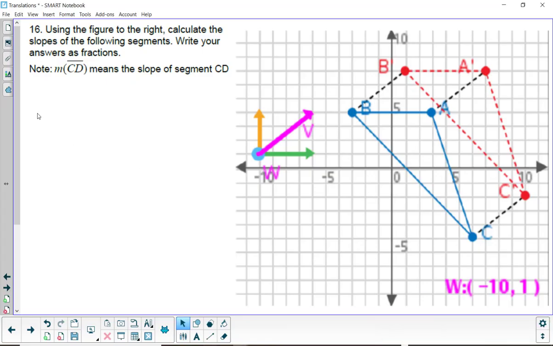For number 16 on page 8, it says use the figure to the right to calculate the slopes of the following segments and write your answers as fractions. This notation, M of segment CD, means the slope of segment CD. And so I don't think that's going to be a problem, so that's something you'll be doing for your assignment. Pause the video if you need to, but we're just going to go on.